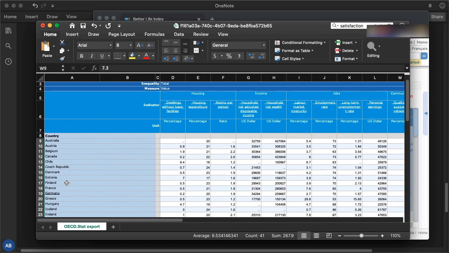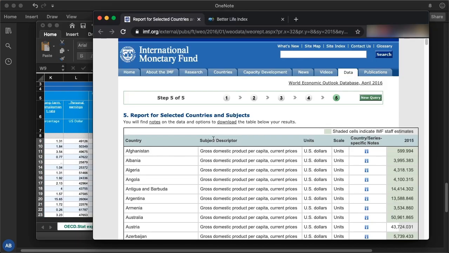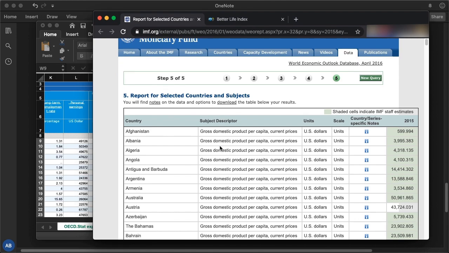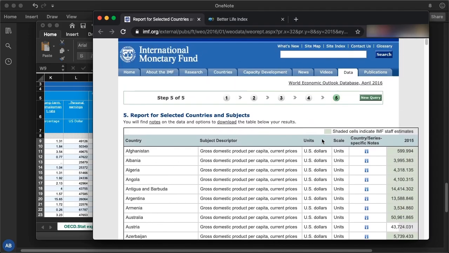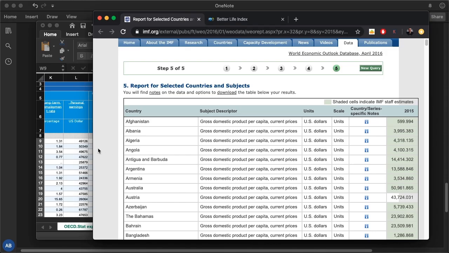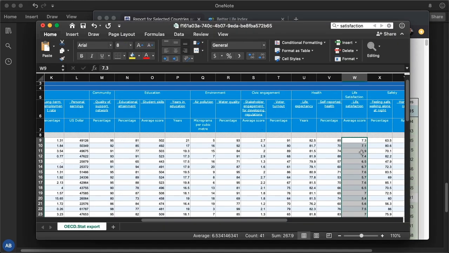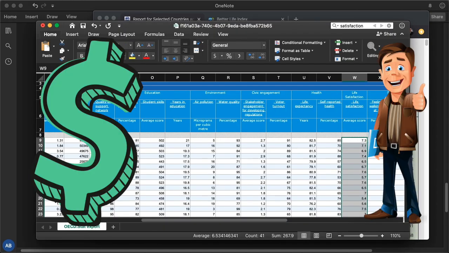And you also go and visit the IMF. And over here, it gives you the GDP per capita of the countries, okay? So you decide to concatenate per country the GDP in USD and the life satisfaction from the OECD. And you decide to do a study to see if money makes people happy.